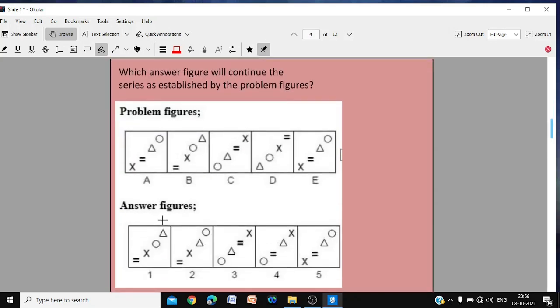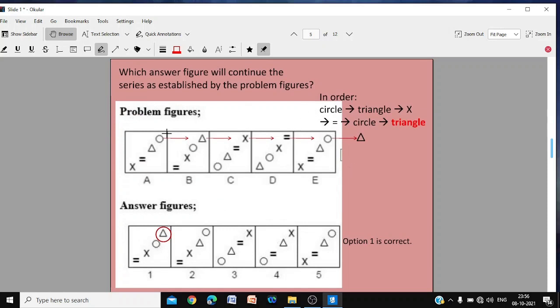Which answer figure will continue the series as established by the problem figure? There is the problem figure A, B, C, D, E. Now, if you have a figure F here, which one should it be? Whether it should be 1 or 2 or 3 or 4 or 5. You have to choose from the answer figure that figure which will continue the series.